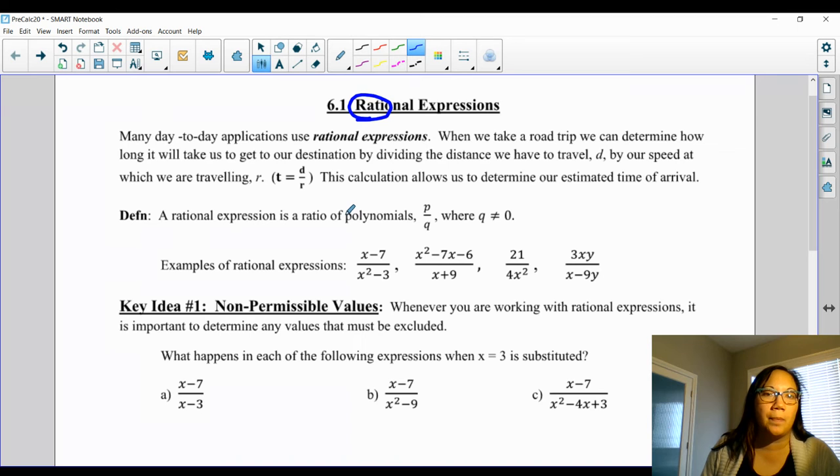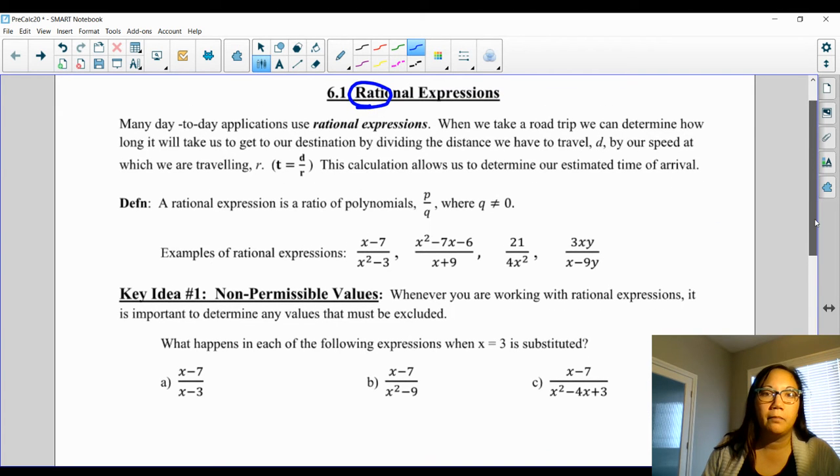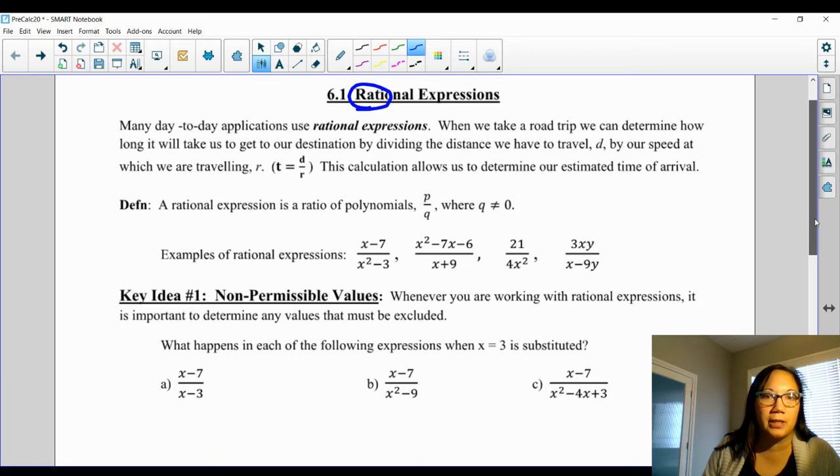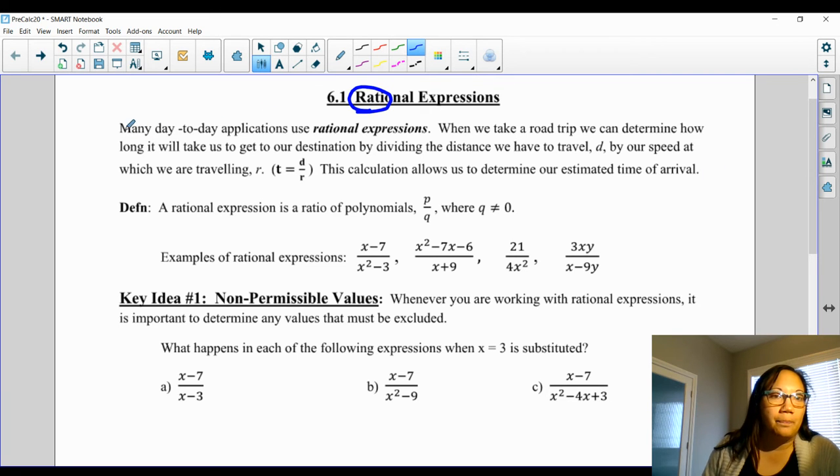We're going to start by working just with rational expressions themselves and simplifying them. Our next section will be on multiplying and dividing them. Then we'll work with adding and subtracting them. And then we'll finally work with solving equations that involve rational expressions. Okay, so 6.1 is just on the expressions themselves. Here we go. Many day-to-day applications use rational expressions.